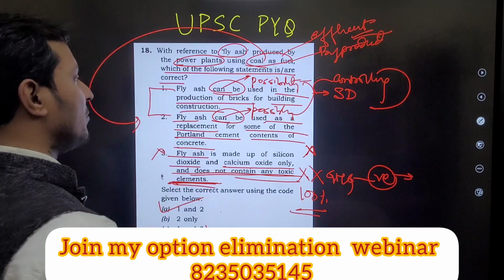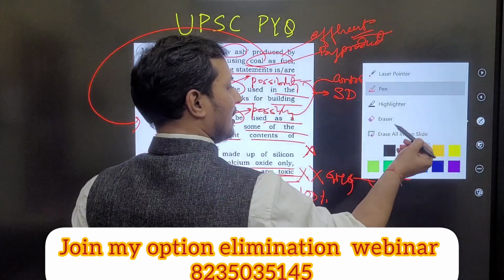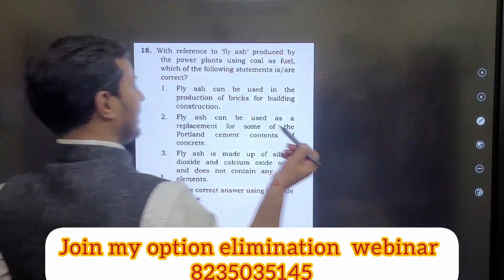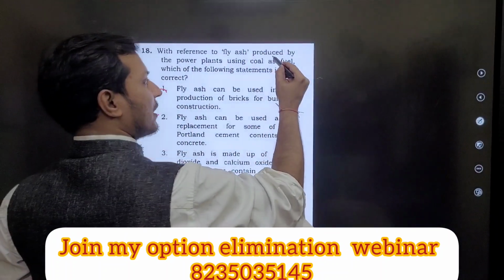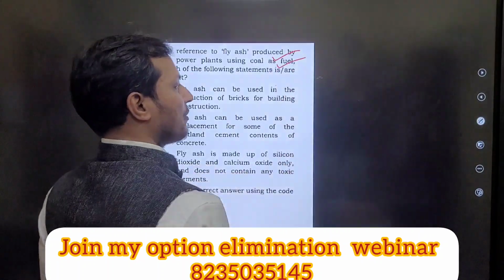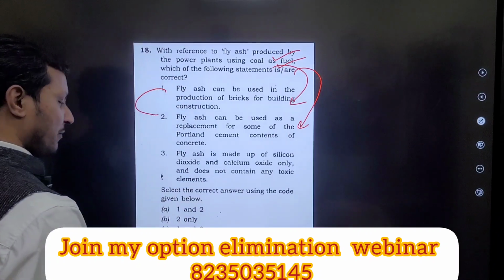Why 1 and 2 only? Because the first statement and second statement are both similar kind and both have the same spirit, which is using the waste product of the power plant for some positive purpose so that we can manage the waste of the power plant.